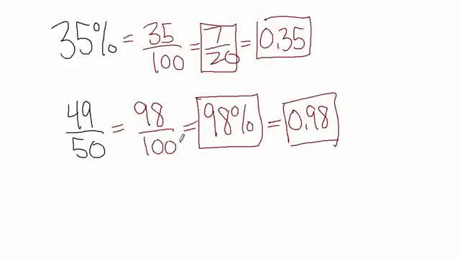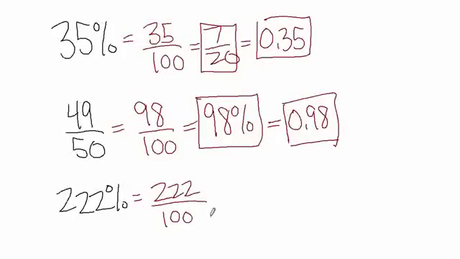All right, so one more example. Would you please find the fractional and decimal equivalent of 222%. Pause the video and do that now, please. Okay, so I'll go ahead and do it as well. I'll start by dividing 222 by 100, and that's equal to the mixed fraction 2 and 22 over 100. If you like, you can reduce the fraction to 11 over 50.